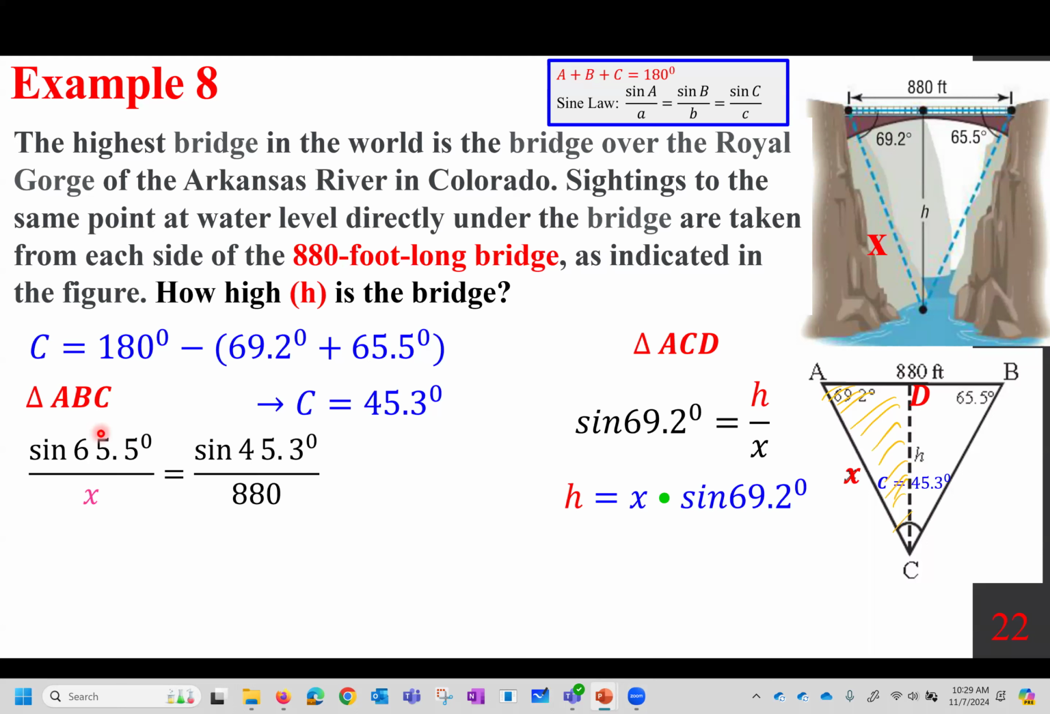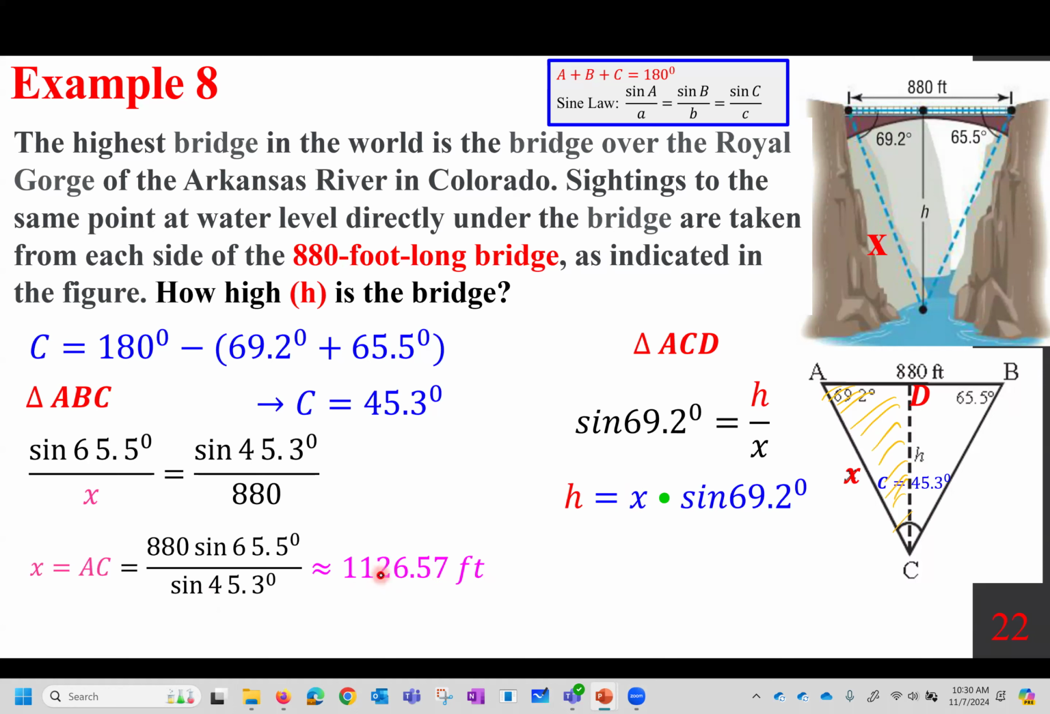X becomes the product of these two divided by this. So X is 880 sine of 65.5 degrees divided by sine of 45.3 degrees. You put it into a calculator. Make sure your calculator is not in radian, it's in degree mode. And X is 1,126.57 feet.